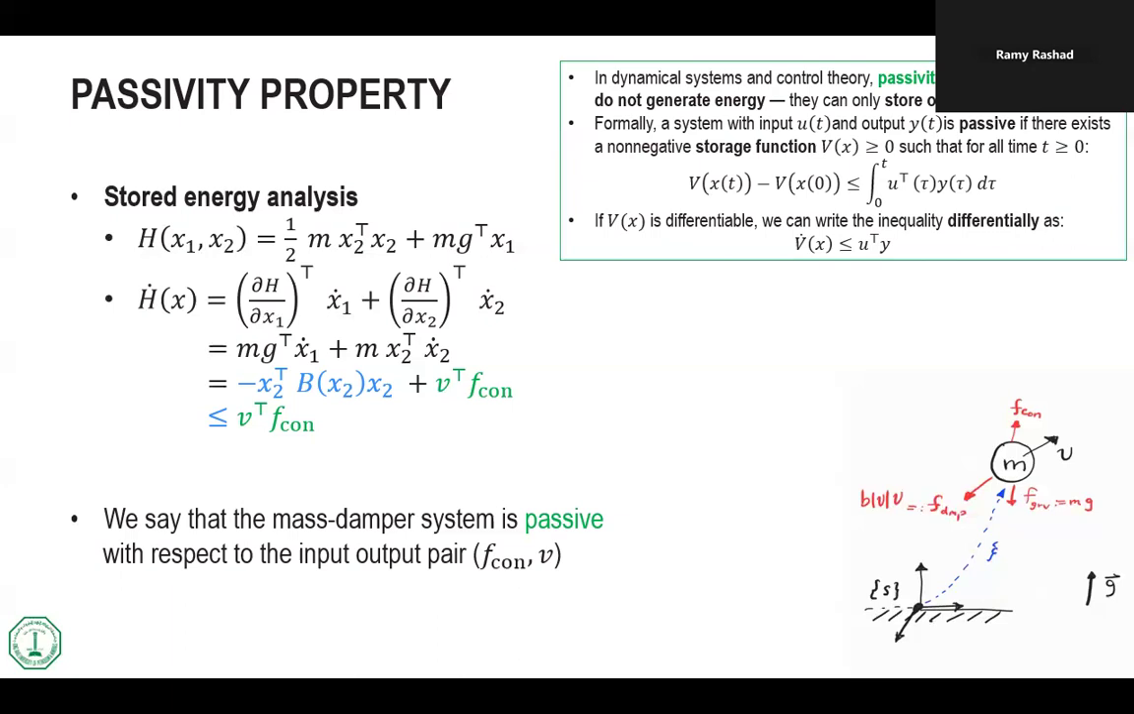Later on, we're going to be seeing why this passivity property is important. We have it, but it's not clear why we need to be passive with respect to this input-output port. But later on, it's going to be clear.